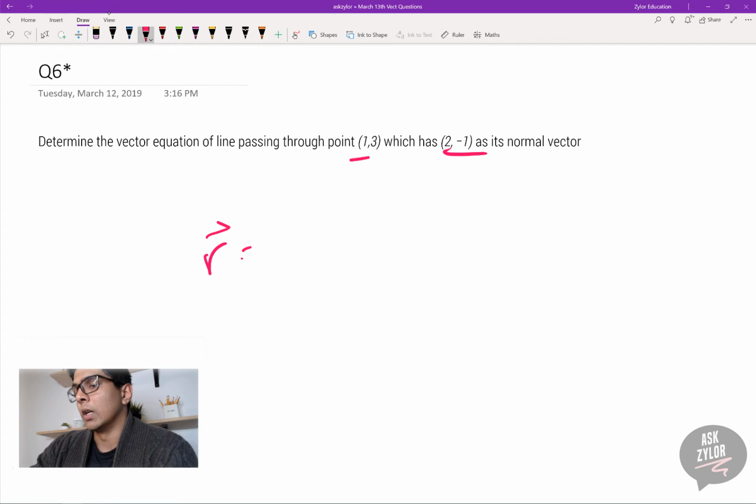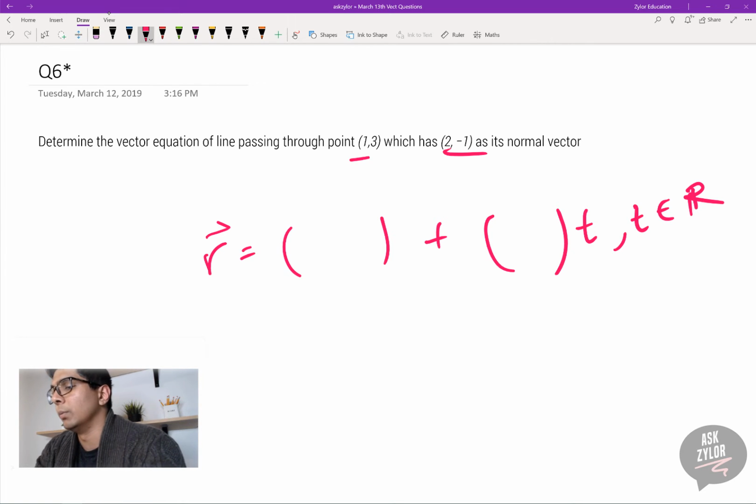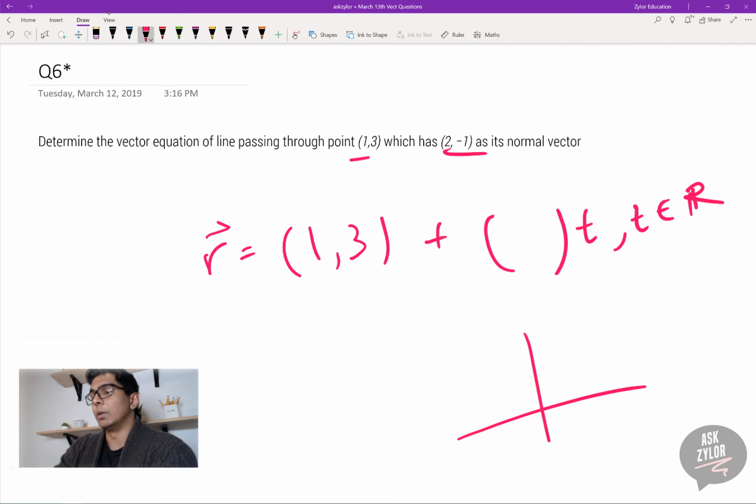So I'm going to say r is equal to a point plus my direction vector times t, which is my parameter, where the parameter is any element of the real numbers. My line is passing through the point (1, 3), so I can substitute that directly in. But (2, -1) is its normal vector. Normal vector means it's going to be perpendicular to the line itself.